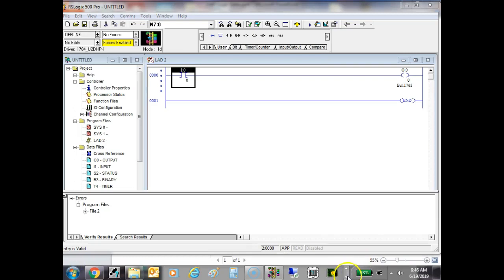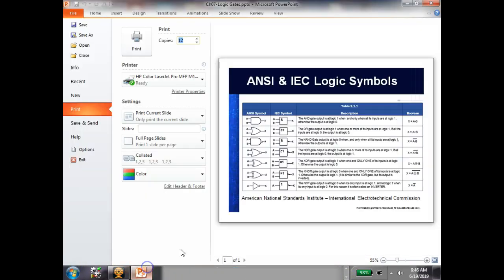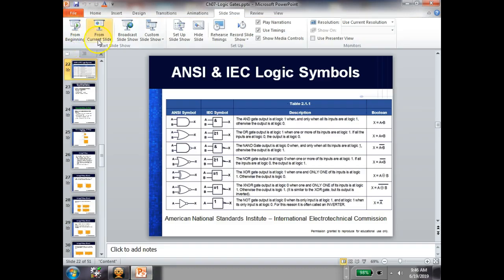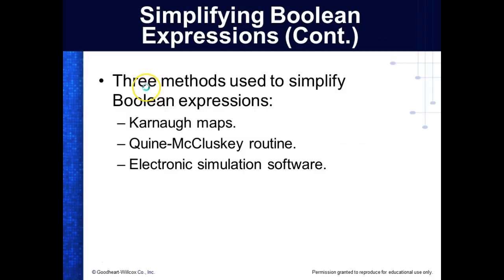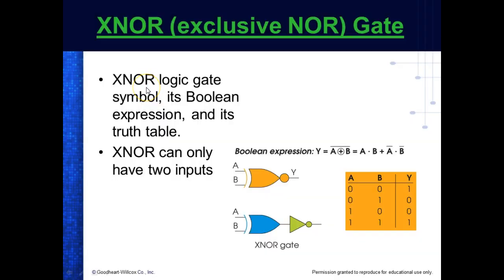Okay, so everybody okay how to wire a NOT instruction? It's a normally closed contact, right? One normally closed contact, right?